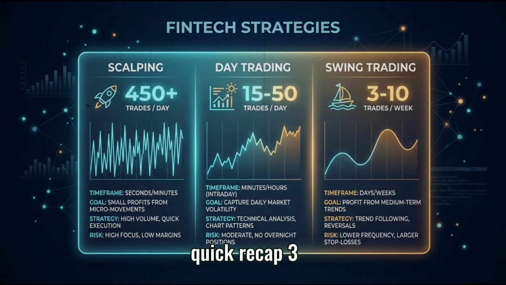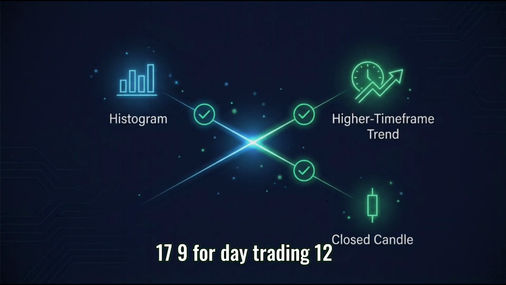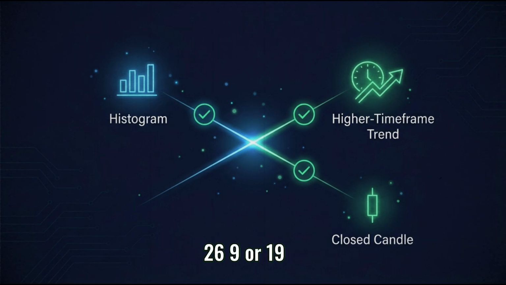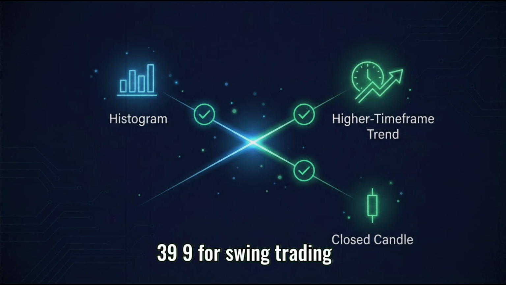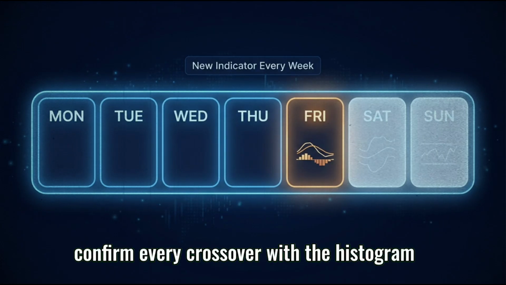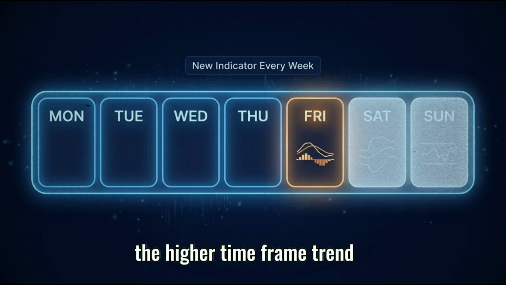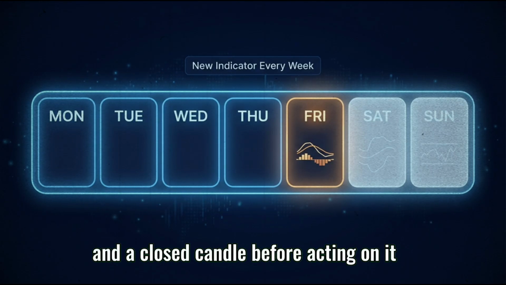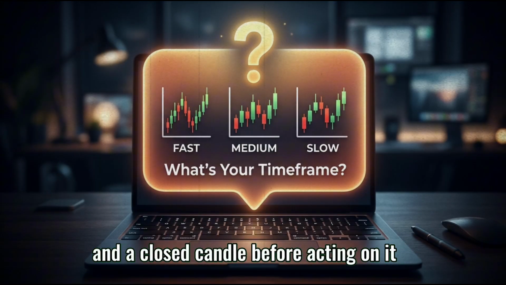Quick recap. 3, 10, 16 for scalping. 5, 35, 5 or 8, 17, 9 for day trading. 12, 26, 9 or 19, 39, 9 for swing trading. Confirm every crossover with the histogram, the higher time frame trend, and a closed candle before acting on it.